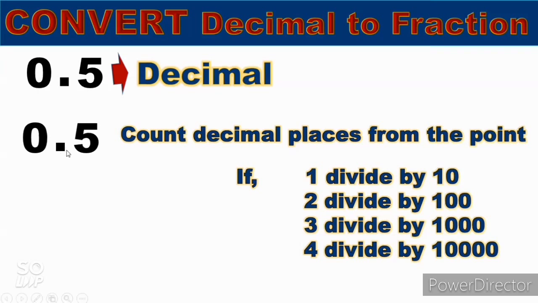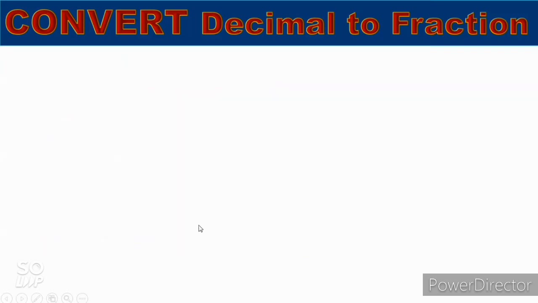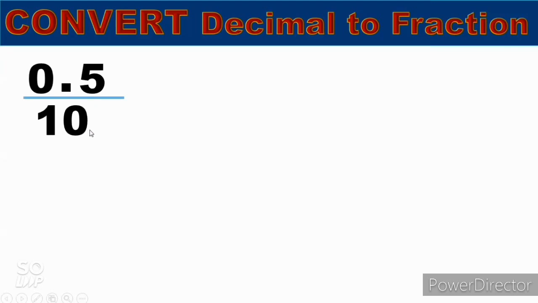Okay, so we're going to count the decimal places from the point going to the right direction. Since our given is 0.5, if you're going to count from the point, our decimal place is only 1, which is 5. Okay, so since it is only 1, we divide by 10. And then the next step, we have 0.5. We divide it by 10. Then we're going to disregard the point. Then we're going to write 5 over 10. Okay, we eliminate the point. And then now we have 5 over 10.